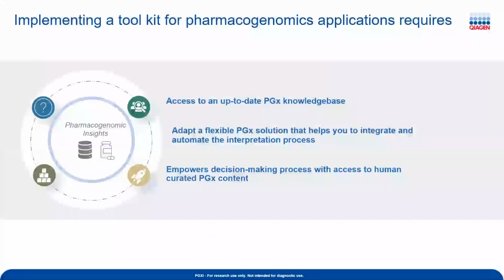So really, implementing a toolkit for pharmacogenomics applications requires access to an up-to-date knowledge base, adapting a flexible solution that helps you integrate and automate the complete interpretation process, and of course, something that empowers your decision-making process with access to human curated content.